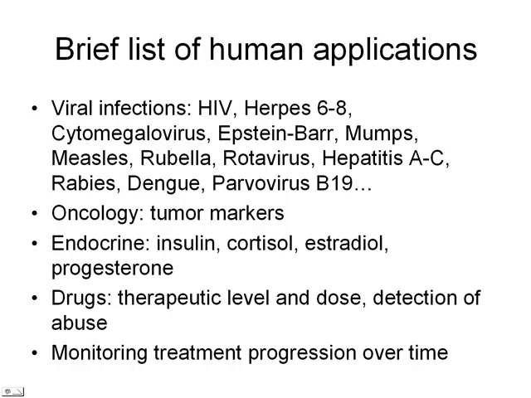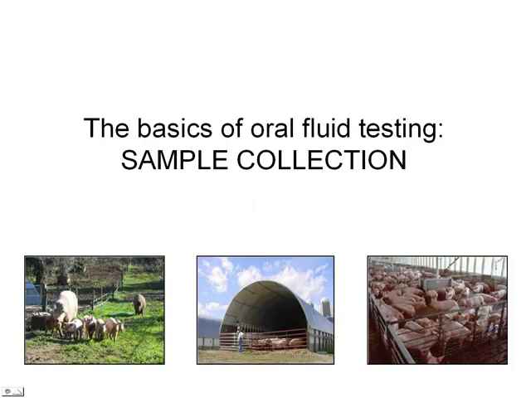So looking for drugs, therapeutic level and dose: are you achieving the dose that you want to get a therapeutic level? And also there's detection of drug abuse. Rather than urine-based analysis for job sites and things, there's also oral fluid-based detection for drugs. And then another one is monitoring treatment progression over time, and that relates back to the therapeutic level of drugs. Whether you're looking at something going away or something being present, it's an effective and non-invasive way to look at treatments over time.